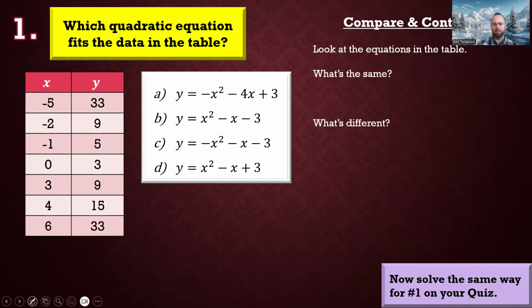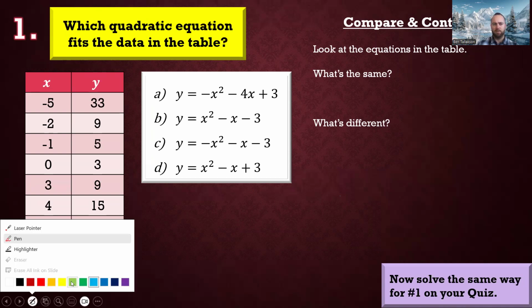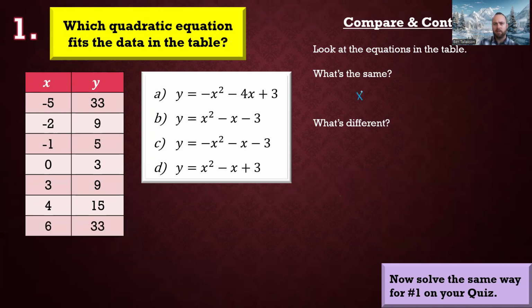What's the same? Well, I would say they all have the highest power of x squared, so we know they're all quadratic. So right away, we know it could be quadratic that looks like this, or maybe something that looks more like that. What's the difference?